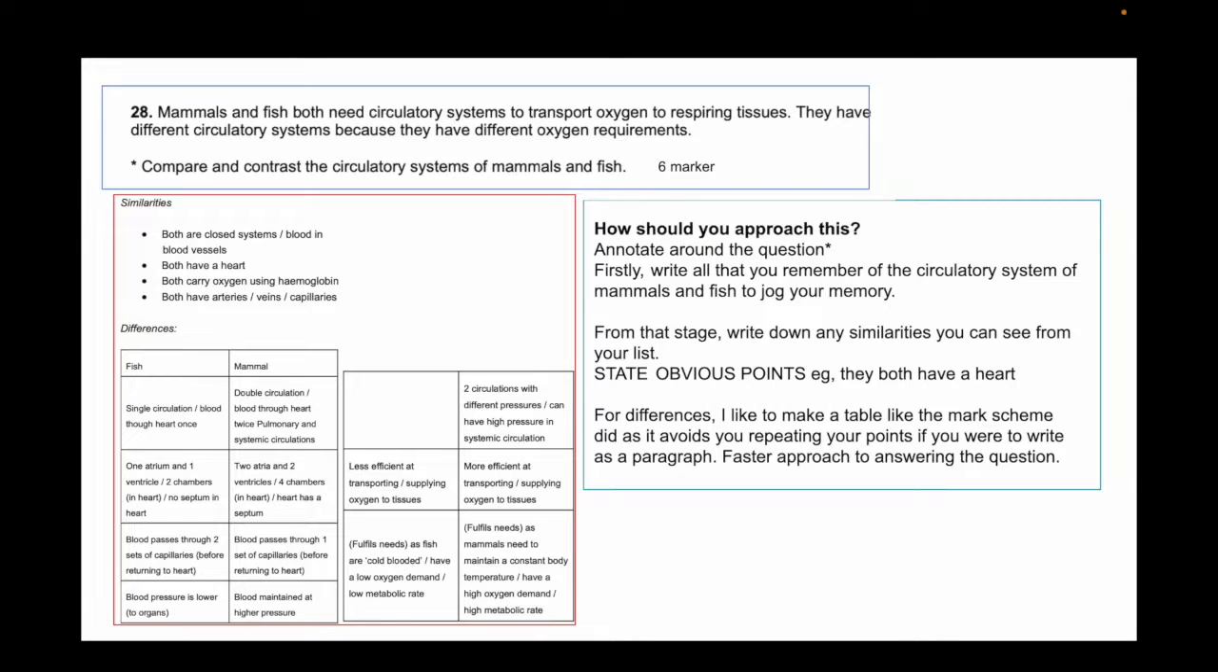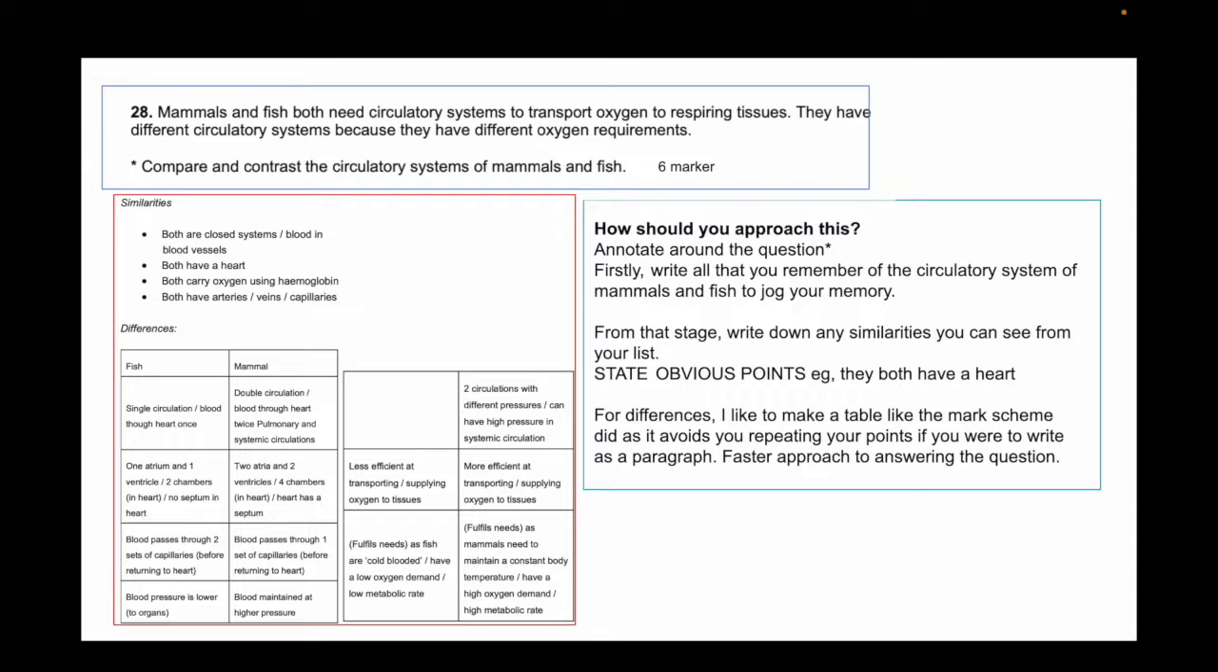Anyways, so firstly, you write down all that you remember from circulatory systems, and then you think of any similarities you can see from the list of annotations. So remember to state all obvious points. I mean, anyone could say they both have capillaries or arteries or something. They're very easy points, and they're marks, aren't they?